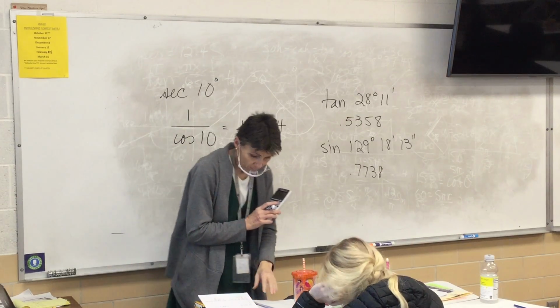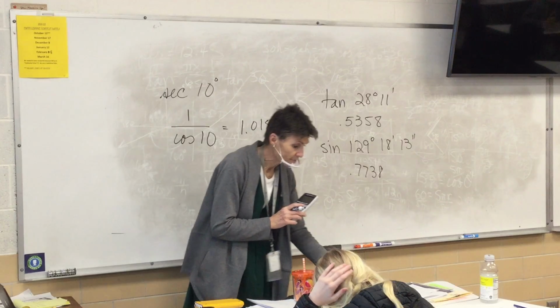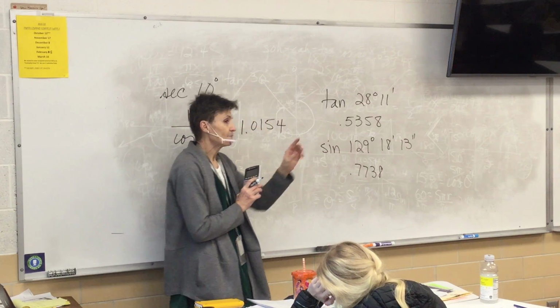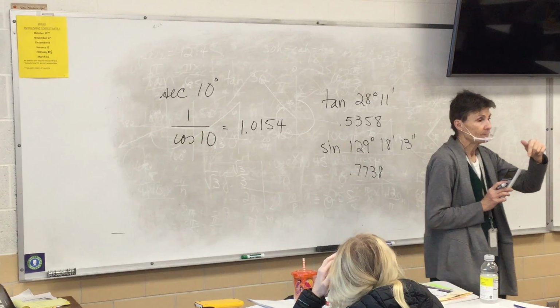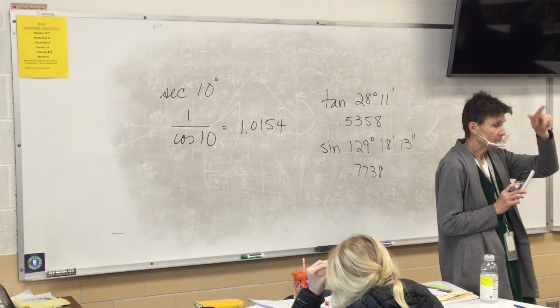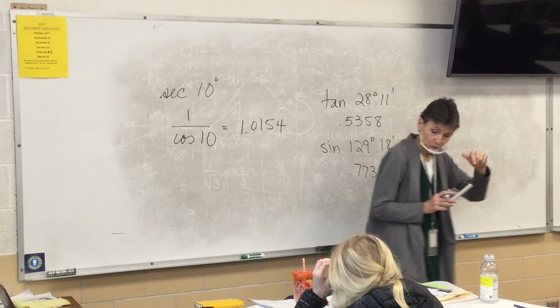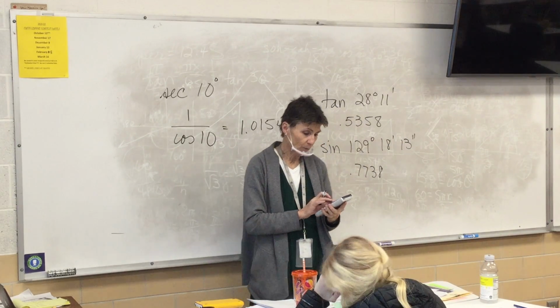All right, now all the rest of the problems, would you agree, are radian problems? If they don't have a degree mark, they're radian. That's the little circle, it's radian. So, let's change our calculator into radian mode.